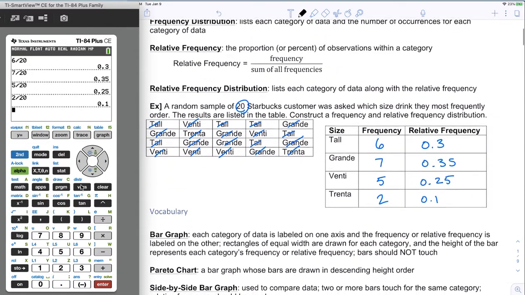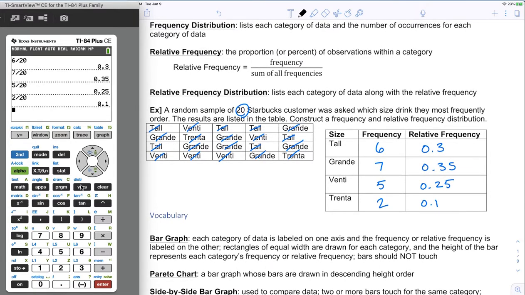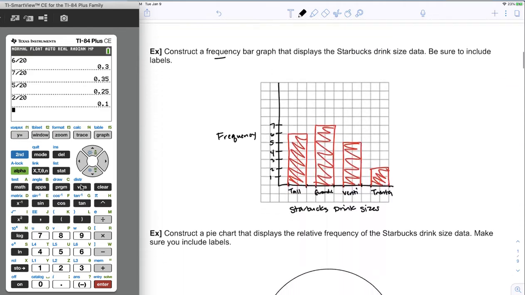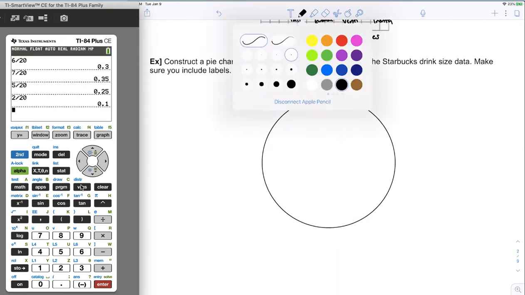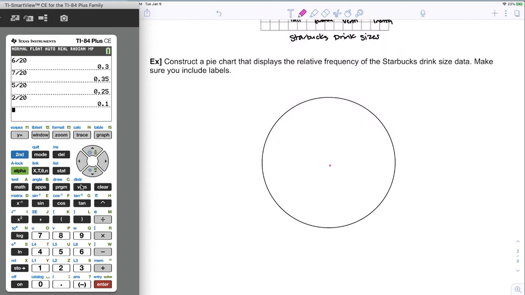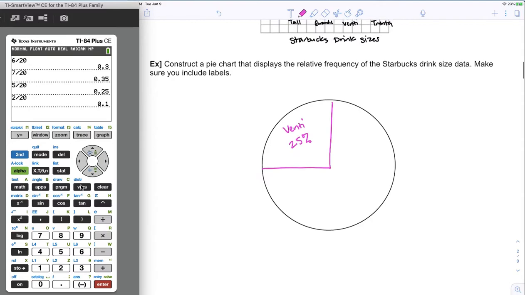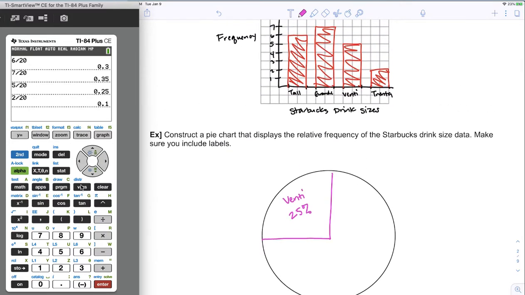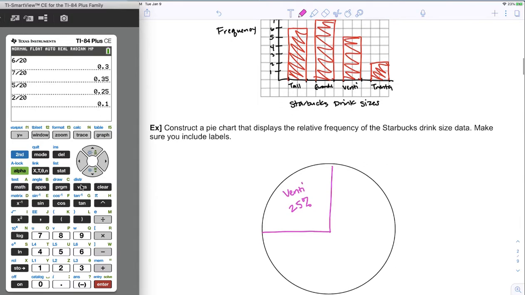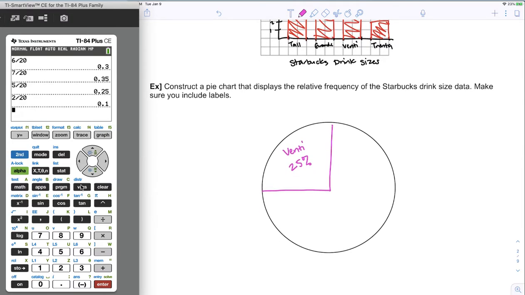Let's take a look at the relative frequencies. I'll probably do venti first because you can see 0.25 is the relative frequency, and I know that 0.25 is exactly a quarter of a circle. So let's go with that one first because we can probably visualize easily what a quarter looks like. So I'll label this venti, 25%. Okay, and then the next, the highest one was grande with 0.35 or 35%. 35% is a little bit more than a third, so I'll just make this quite big.